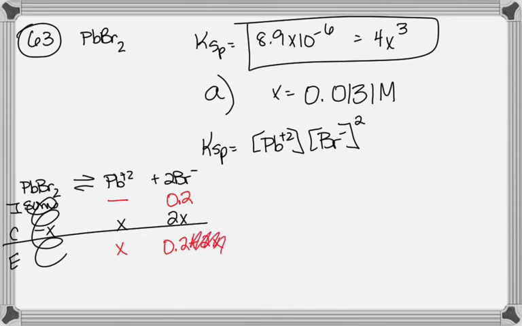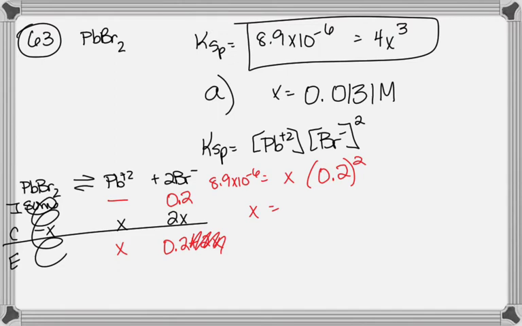So we plug in KSP, 8.9 times 10 to the minus 6 is equal to lead, which is X, times the bromide, which is 0.2 squared. And we solve for X.